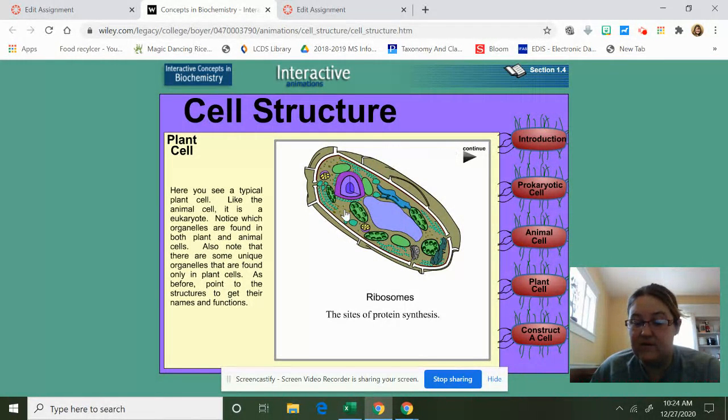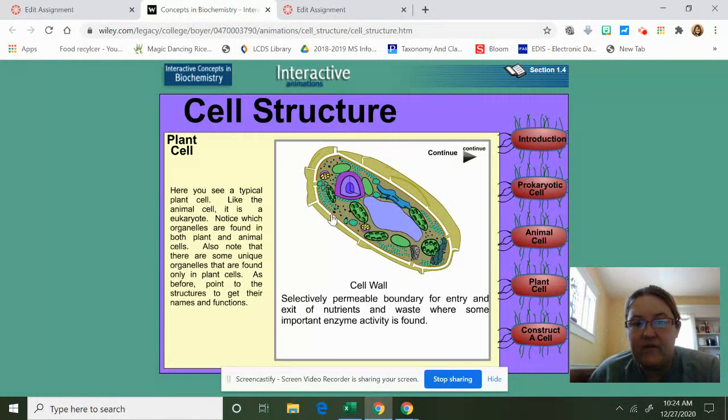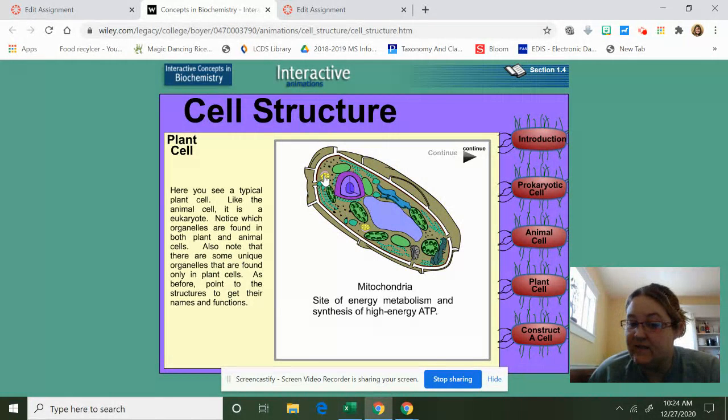The ribosomes, sites of protein synthesis. You see that they're drawn throughout the cell here. They were probably drawn within the animal cell too, I'm not sure. But they should have been. And you can tell that they are on the rough ER, even though the pictures look crazy. We still have the mitochondria.